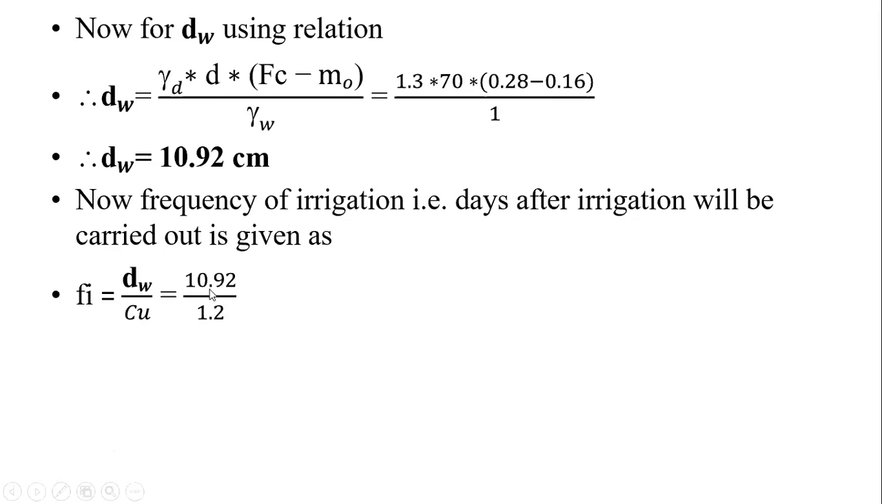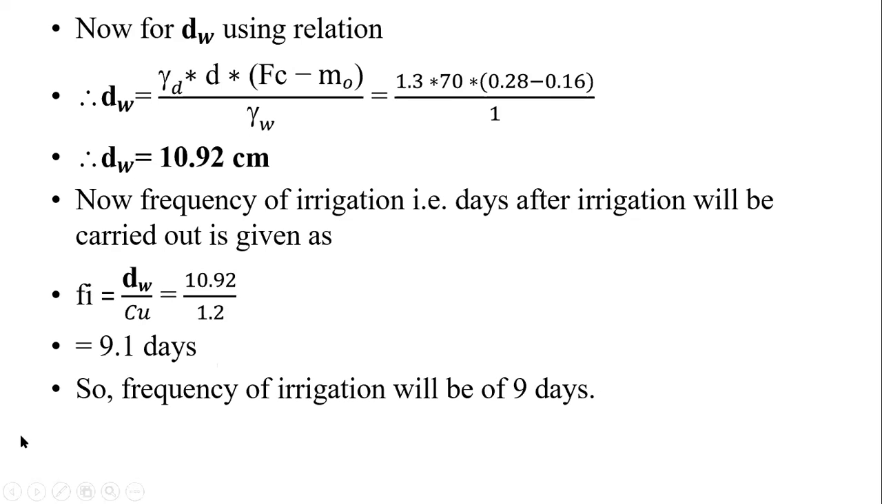So I have divided the 10.92 by 1.2 over here. That yields the value of 9.1 days. It means after 9.1 days, that moisture will have vanished. Whatever moisture is there will completely vanish from there. It means irrigation will be required again after 9.1 days.